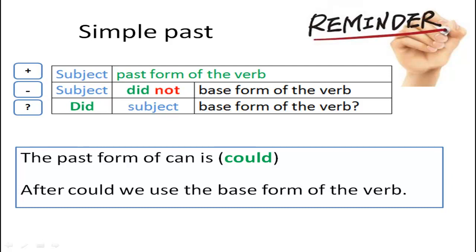Now moving to the interrogative structure, we invert the places, or switch the places, between the auxiliary verb and the subject to form did, the subject, followed by the base form of the verb and the question mark at the end. Now for the modal can, in the past the form is could. And remember, after the modals, whether they are in the base form or in the past form, we use the base form of the verb, or the infinitive verb without to.